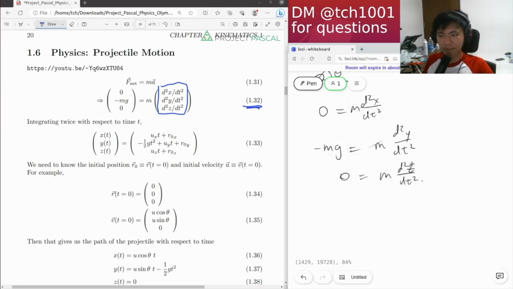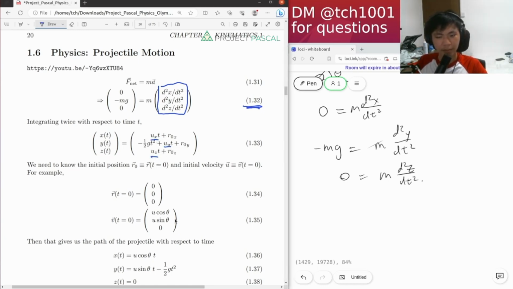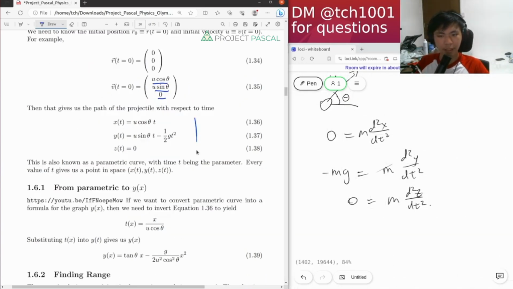If I integrate both sides with respect to time twice, I get that the x, y, and z coordinates are given by the three functions over here. Now substituting in ux, uy, and uz equal to u cos theta, u sin theta, and 0 respectively, and assuming that the initial displacements are 0, meaning the object starts from the origin, we arrive at the following expressions for x, y, and z as a function of time. Namely, x as a function of time is this, and y as a function of time is this. Both are functions of time, meaning that if I tell you a certain point in time t, you can tell me the x and y coordinates.